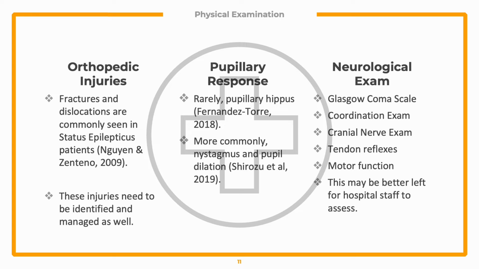Assessing pupillary response in these patients can yield different results. Fernandez-Tor et al. in 2018 stated that these patients may present with something called pupillary hippus. This pupillary hippus is spontaneous bilateral synchronous rhythmic constriction and then dilation of the pupils. Fernandez-Tor et al. 2019 state this finding is more common in patients with underlying head injuries.